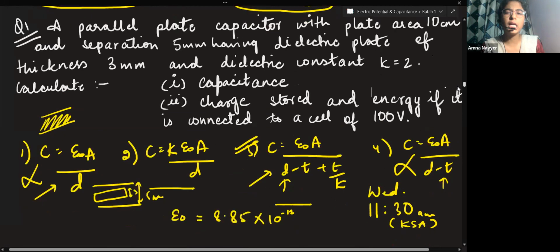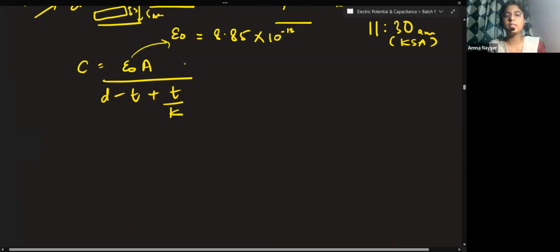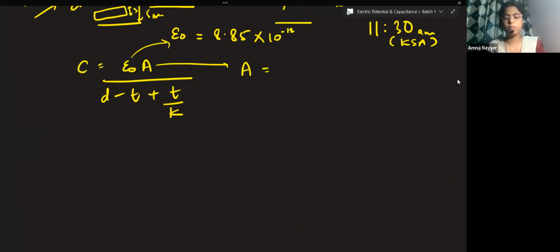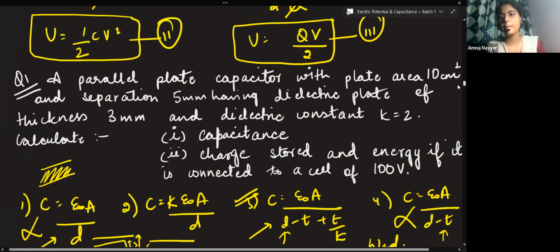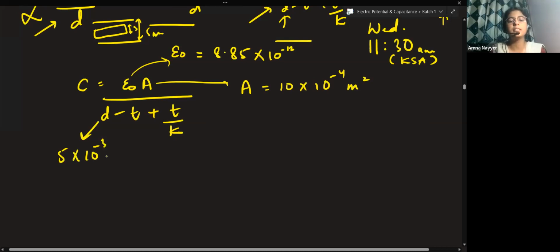So what was given? The formula we are using is epsilon naught A divided by D minus T plus T by K. Where epsilon naught is this, and A was given as 10 centimeters square. So this will become 10 into 10 to the power minus 4 meters square. Small d is 5 into 10 to the power minus 3 meters. Thickness T is equal to 3 into 10 to the power minus 3 meters, and K is equal to 2.